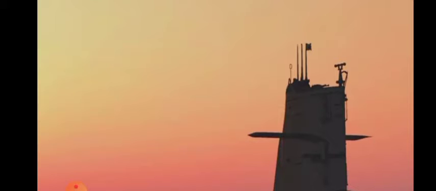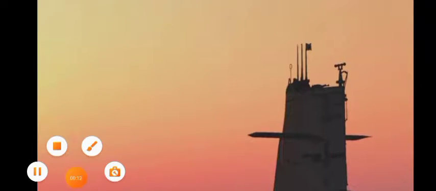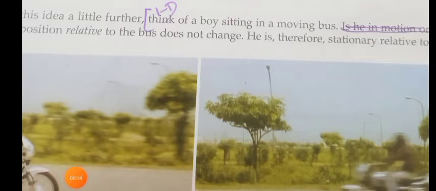Today we are going to discuss the new unit in physics, lesson 2, motions. When the position of an object relative to other objects around it does not change, we say that it is at rest. Okay, what is rest? When the position of an object relative to other objects around it does not change, we say that it is at rest. Look at this picture.